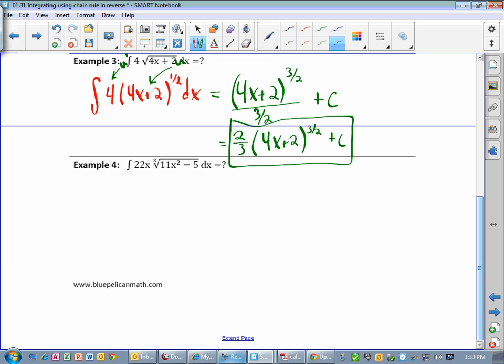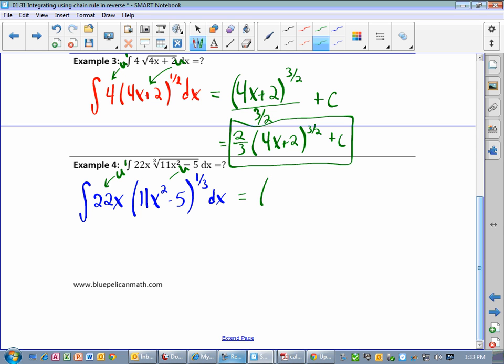Next example. Let's start off again, rewrite it as a fractional exponent. So 22x times 11x squared minus 5, and the cubed root, remember, is the 1/3 power. 4th root would be 1/4, 5th root 1/5, and so on. So what is the u here, so to speak? What's the inside? Okay. What is u prime? Isn't that convenient? So we have something raised to the 1/3, and we have the derivative of that something. So we can use the chain rule in reverse.